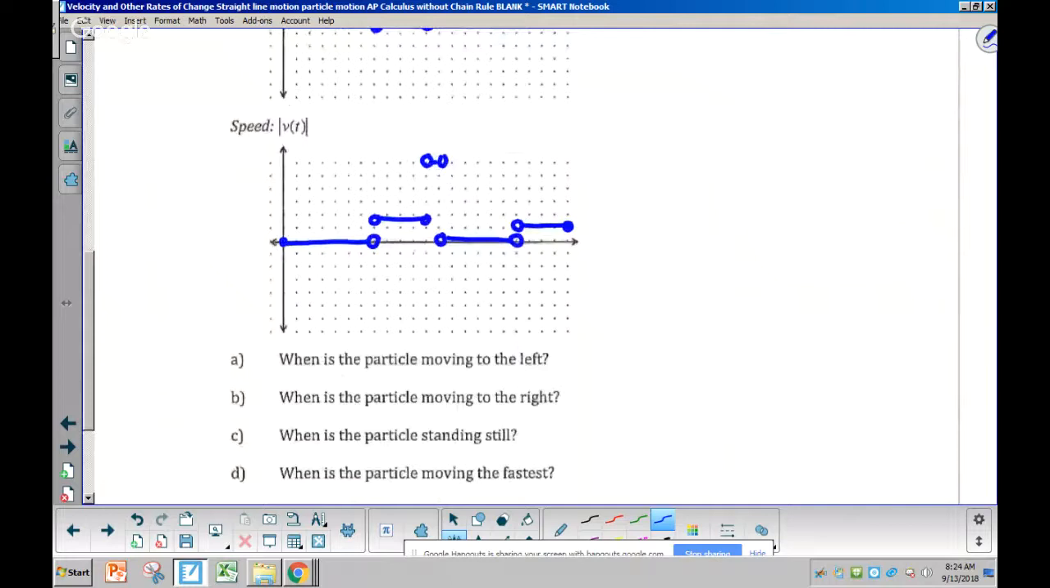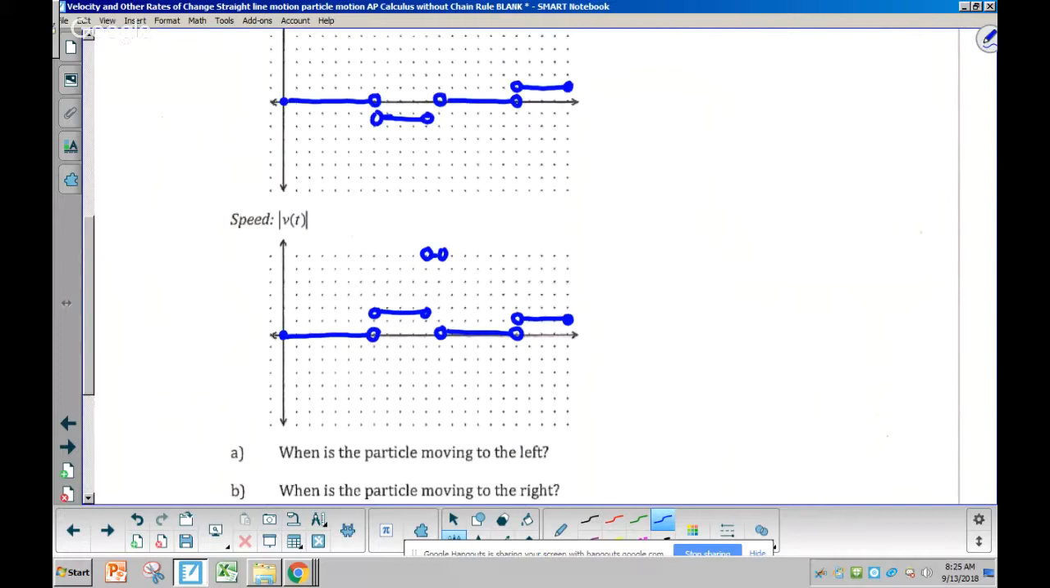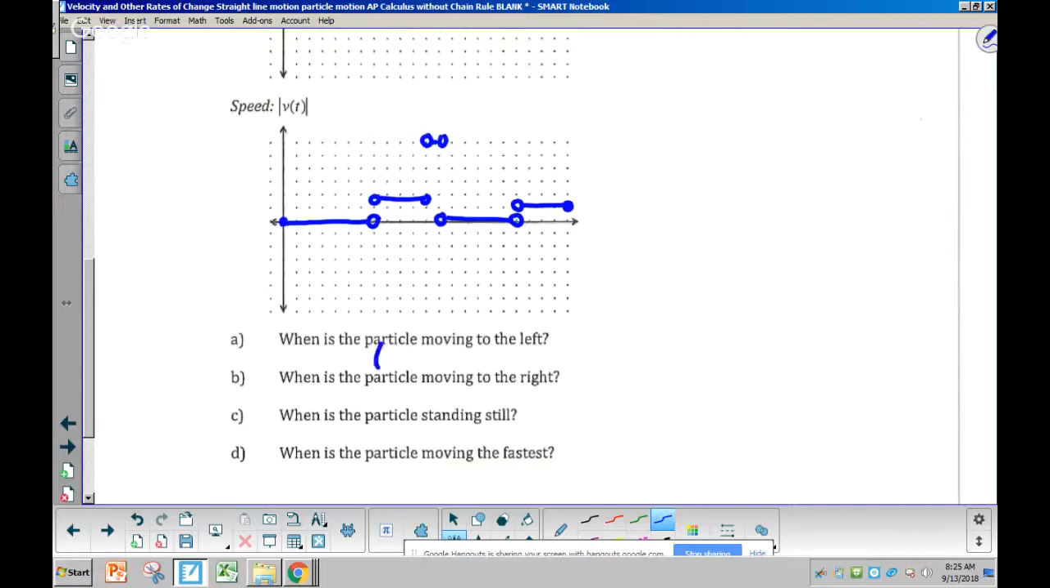All right, let's see how we can answer these questions down here at the bottom. It says, when is the particle moving to the left? Now, how do we know a particle is moving to the left, Haley? When the velocity is less than 0, which occurs between 7 and 11. So we can say 7 to 11 since V of t is less than 0.